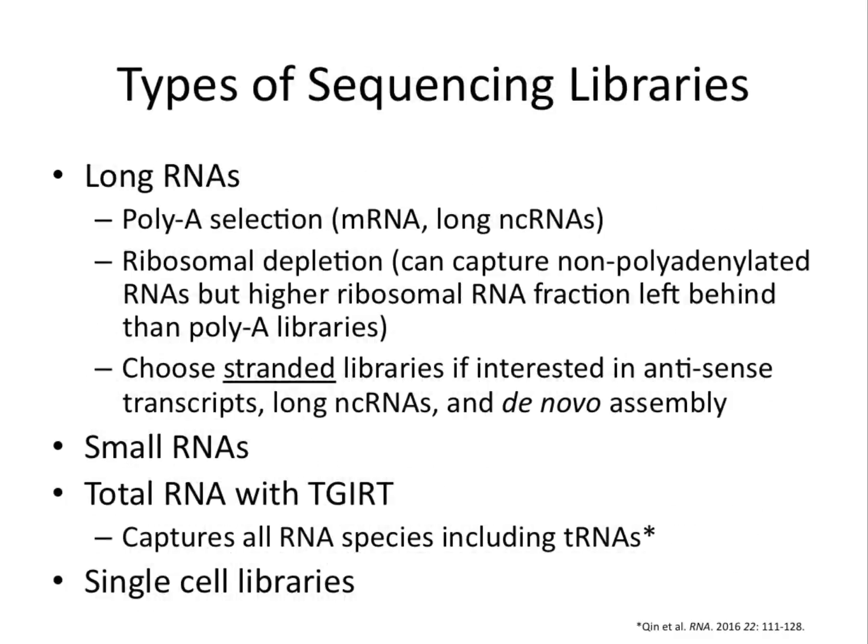Prior to isolating RNA, you have to have an idea of what you want to study. For example, studying microRNAs or single-cell transcriptomics will require specialized library prep methods that do not cross over to other types of library preps. If you're looking at long RNAs, such as messenger RNAs, you can choose between poly-A selection, which will capture messenger RNAs and long non-coding RNAs, many of which are polyadenylated, and ribosomal depletion, which will include total RNA except for ribosomal RNAs.